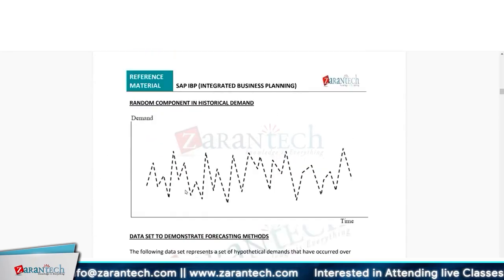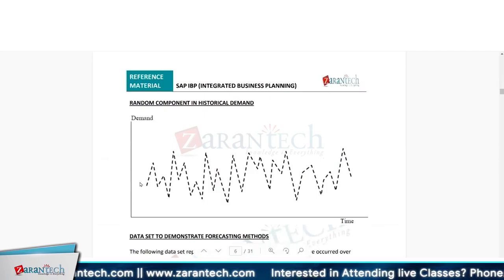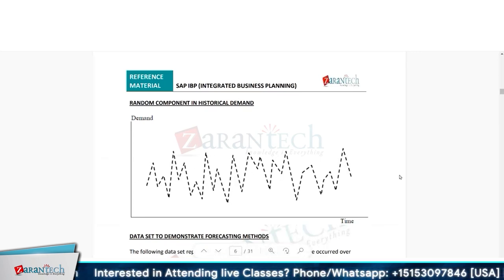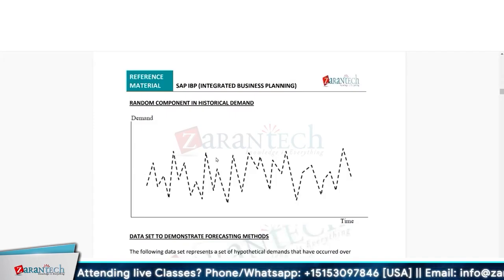This is the random component in the historical demand. This is normally how the actual sales look. Based on this kind of erratic sales, a planner has to identify a forecast, which should not be as noisy as this. All these peaks and downs are called noise in the forecast, or noise in the graph. So the planner has to apply the best fit model and try to reduce these peaks and downfalls, and have a forecast which is somewhere in the range of this.